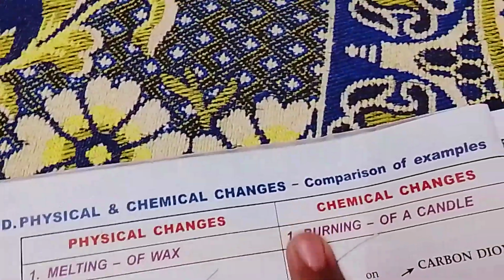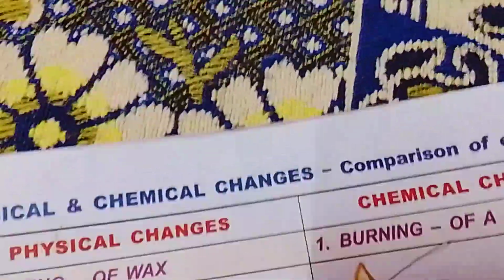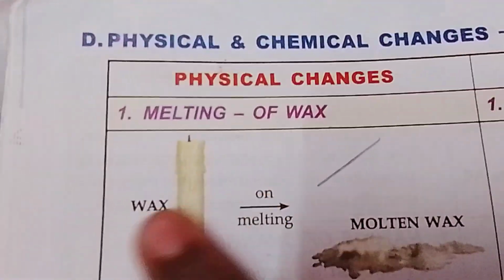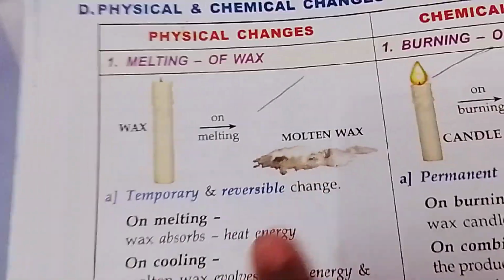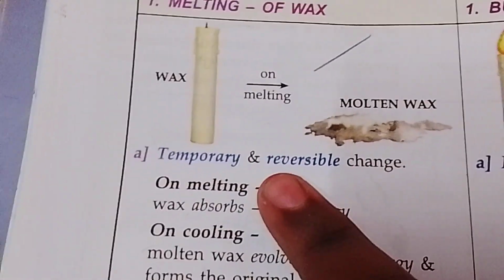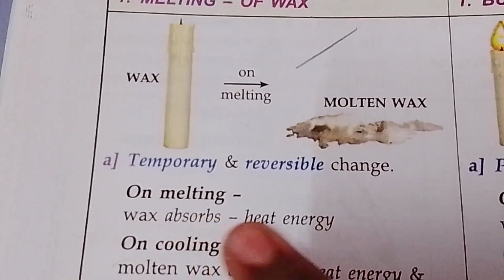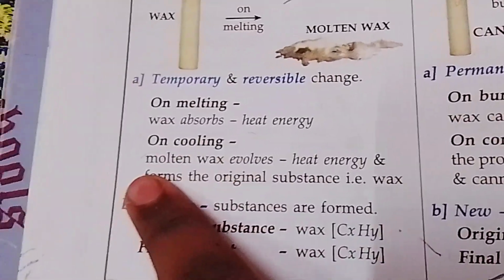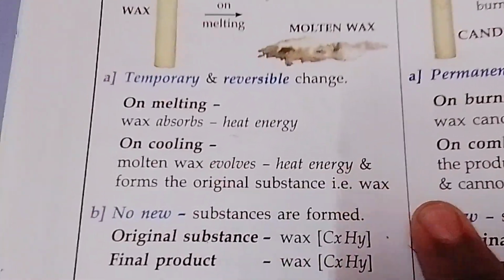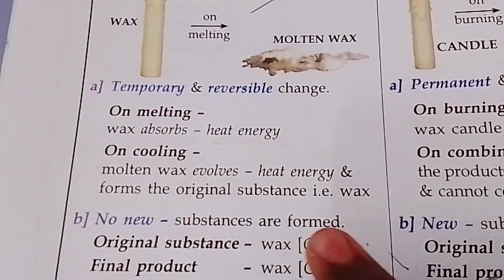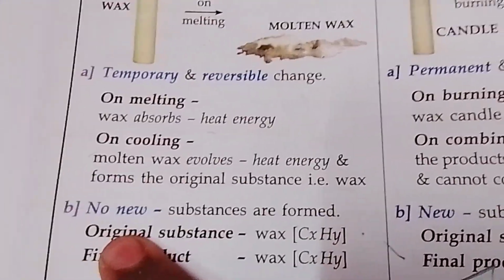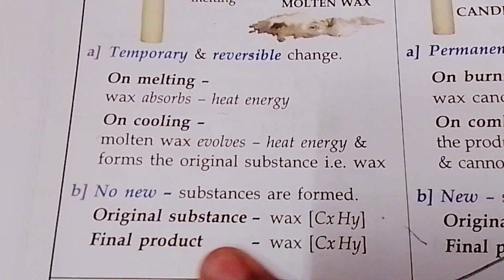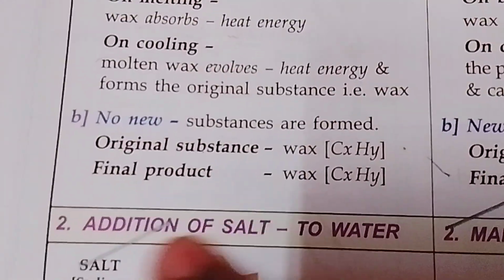Physical and chemical changes, comparison of examples. Physical changes: melting of wax. Wax on melting forms molten wax, a temporary and reversible change. Wax absorbs heat energy. On cooling, the molten wax releases heat energy and forms the original substance, i.e. wax. No new substances are formed.